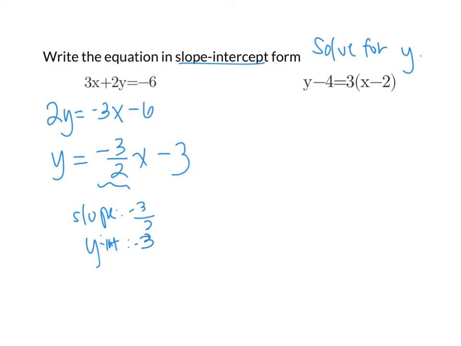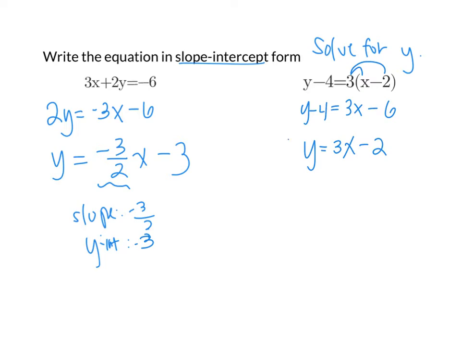This next example is in point slope form. y minus y1 equals m times x minus x1. I'm going to do the same thing again, solve for y, but for this one I have this extra step of distributing. So first I'll just distribute this 3. 3 times x is 3x minus 6. I'm going to add this 4 to the other side. y is equal to 3x minus 2.